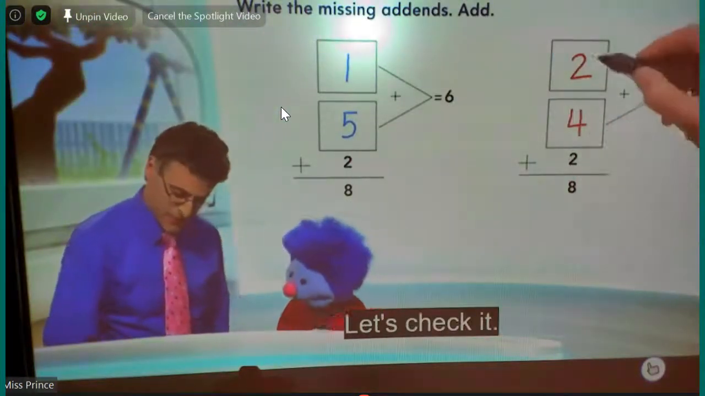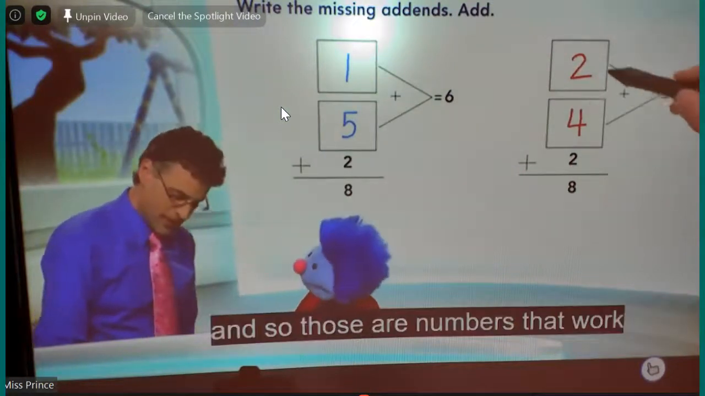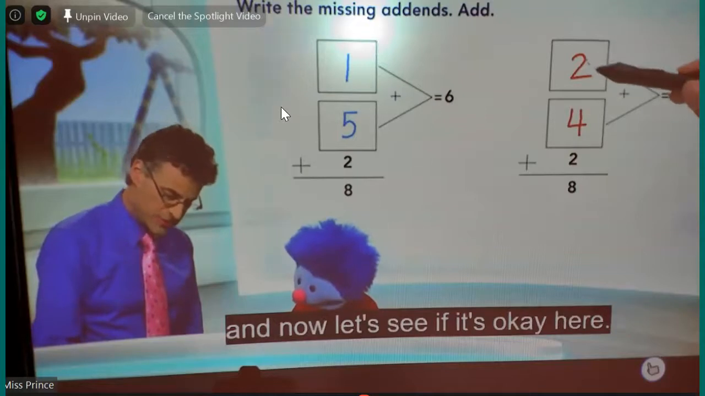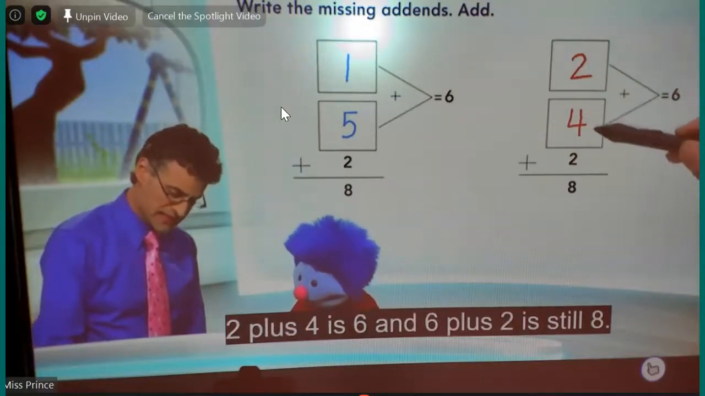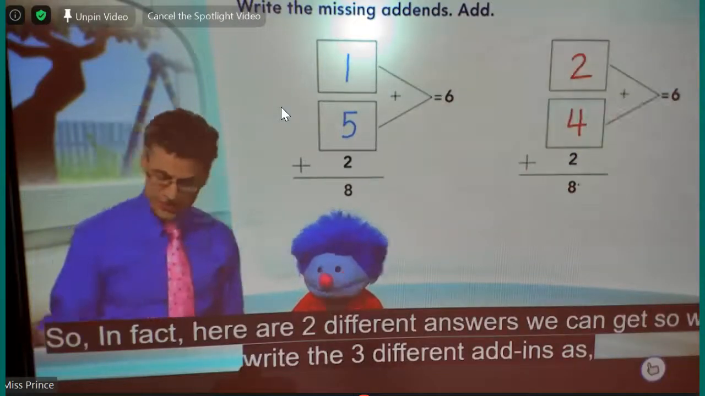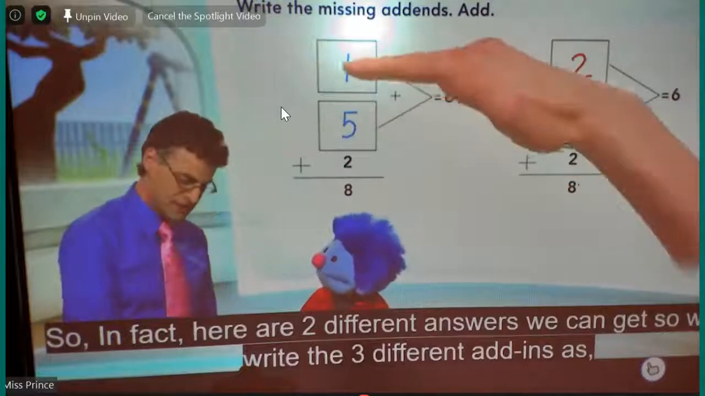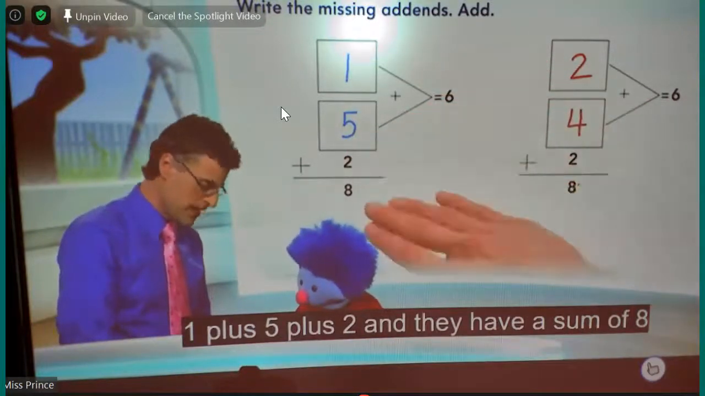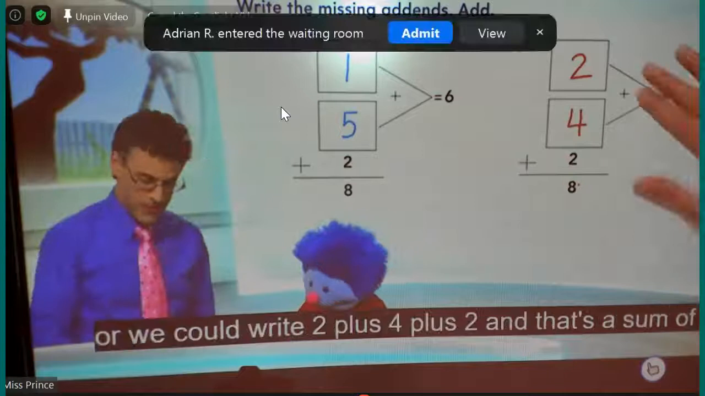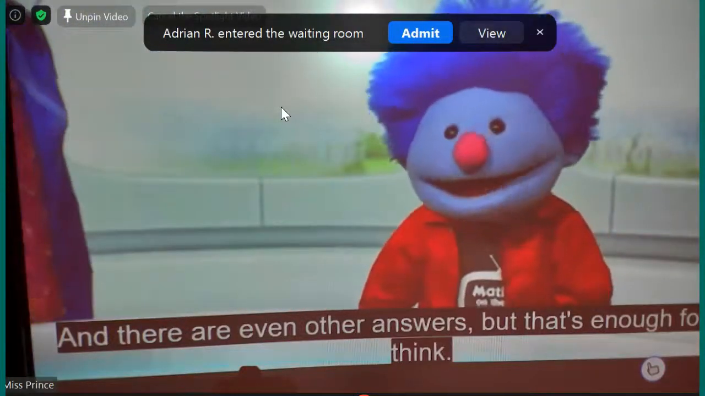Let's check it. 2 plus 4 is 6, so those are numbers that work. And now let's see if this is okay here. 2 plus 4 is 6, and 6 plus 2 is still 8. So here are 2 different answers we can get. We can write the 3 add-ins as 1 plus 5 plus 2, with a sum of 8, or 2 plus 4 plus 2, and that's a sum of 8. There are even other answers, but that's enough for us, I think.